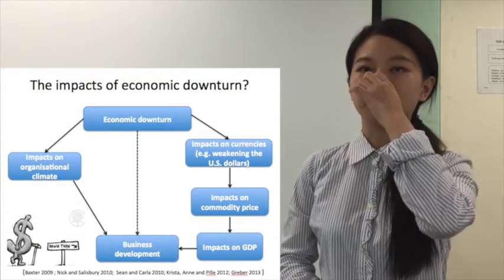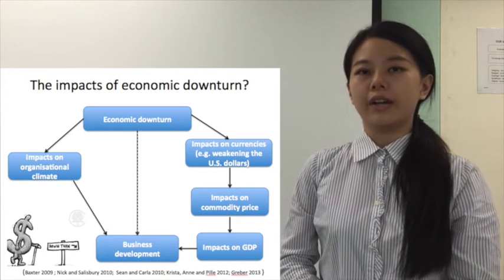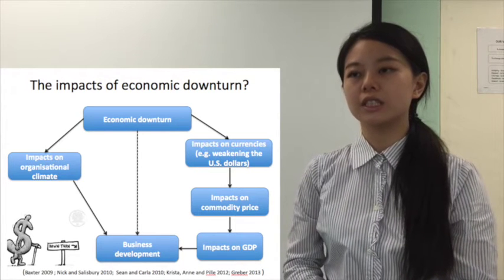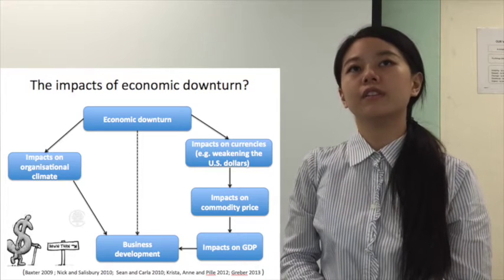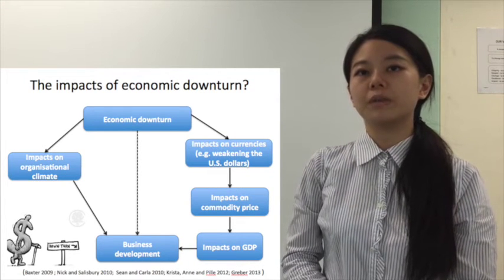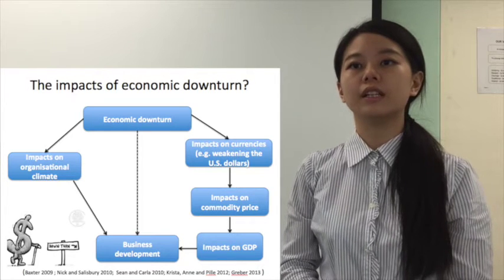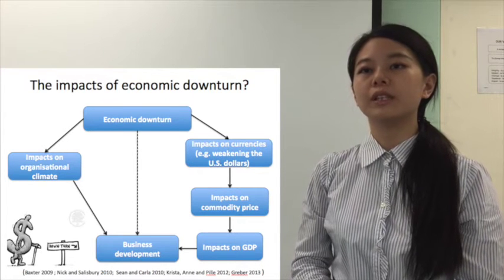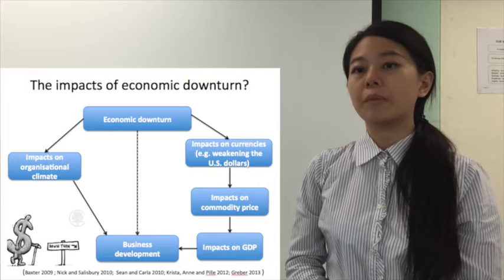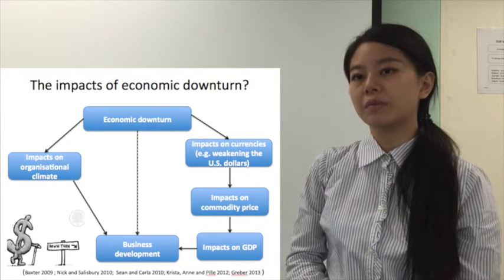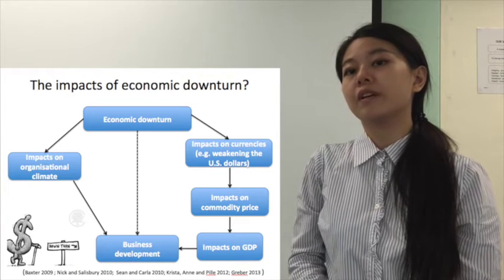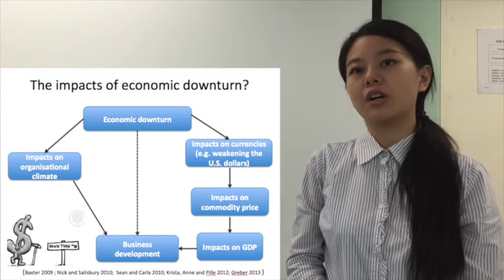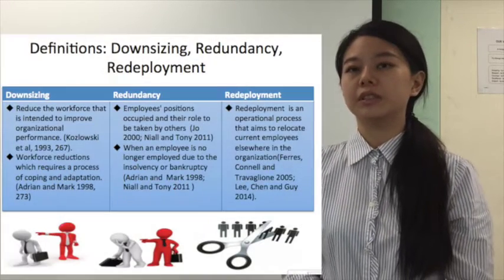So what's the impact of economic downturn? Economic downturn will have impacts on organizational climate, such as influencing the employees' behavior. They will feel afraid that their jobs will be cut because of the economic downturn, and they also feel the impacts on currencies, especially when the US dollar is weakened. They will influence the commodity prices, and due to the commodity price changes, the GDP will also be affected, and in the end, the company's business development will be limited or constrained due to the economic downturn.